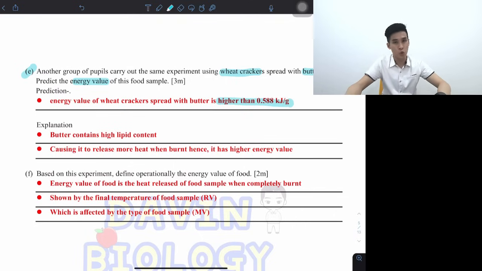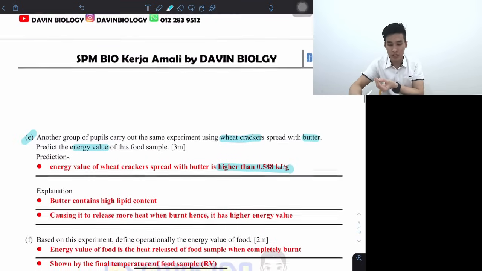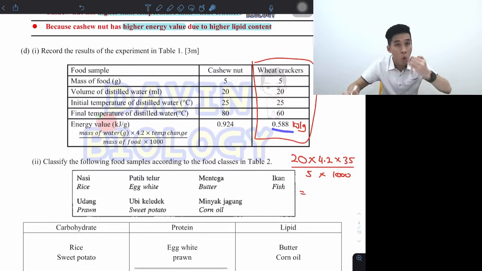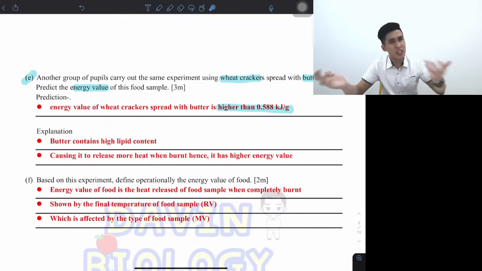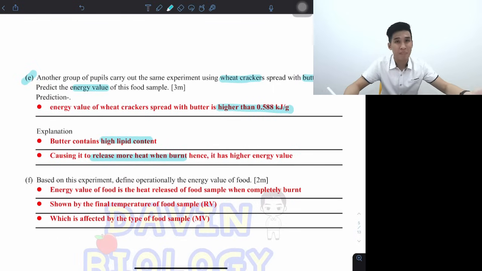0.588 kilojoule per gram. So how do you answer prediction question is you must compare to your experiment and then say, is it higher or lower than? So this is what I calculated just now. So definitely if I put butter it will be more than 0.588. So you must say more than 0.588 kilojoules per gram. Explanation is because, same as just now, butter has lipid, which releases more heat energy when burnt. That's it. That's why I got more energy.